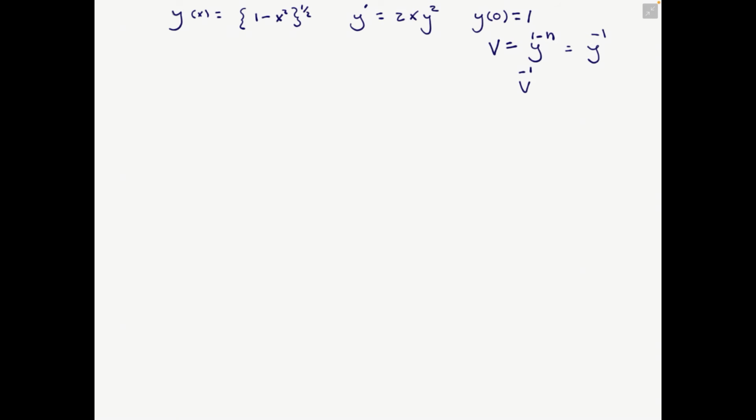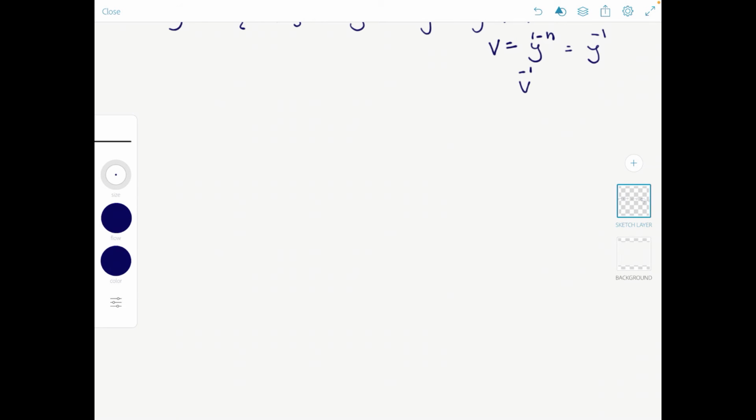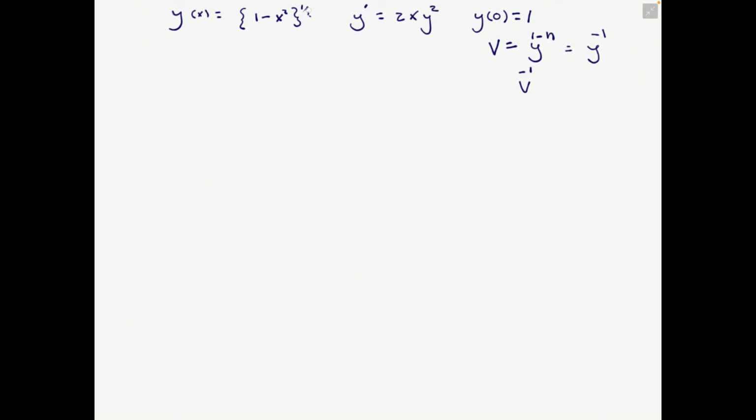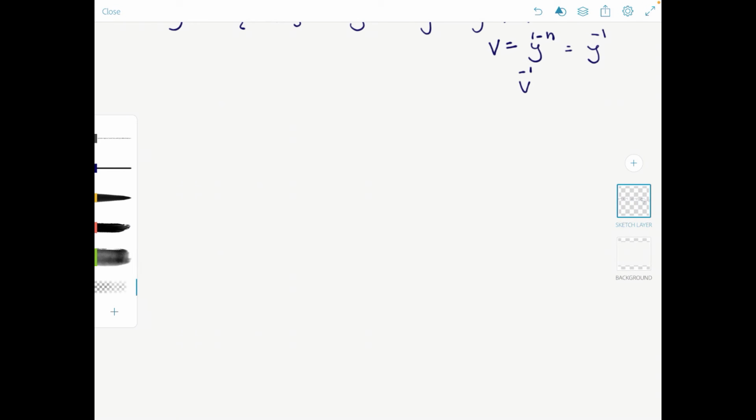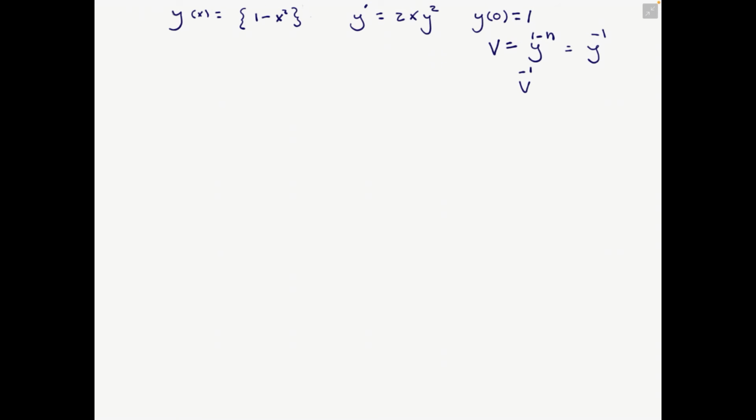You know what, this is the problem. I'm looking at two different problems. This is not the solution there. It is this to the negative 1. That's the correct solution. All right, so verify that this is the solution to this.